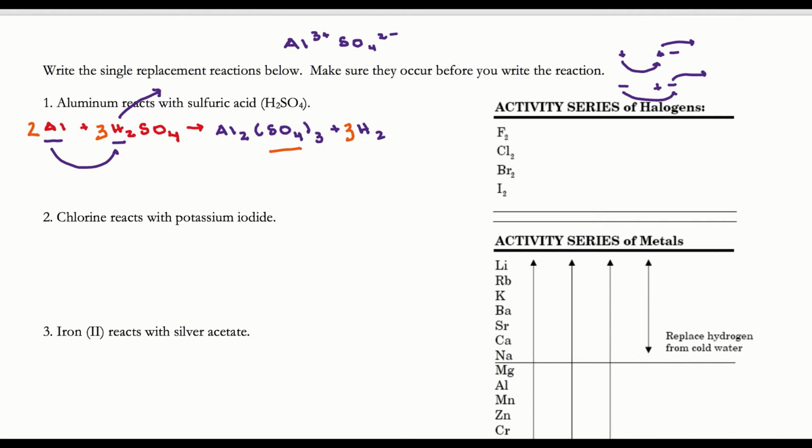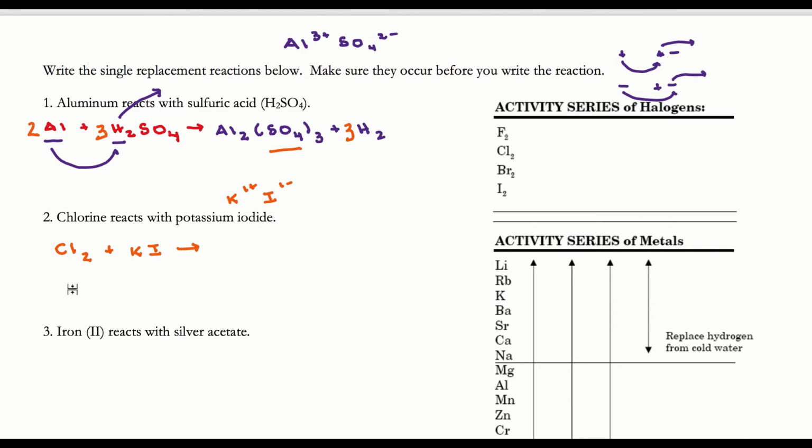Chlorine reacts with potassium iodide. Chlorine, remember, cannot actually exist by itself because it is diatomic, so it's going to be Cl2. It reacts with potassium iodide. Potassium has a 1+ charge. Iodide has a 1- charge. So when I cross charges, this gives me KI.